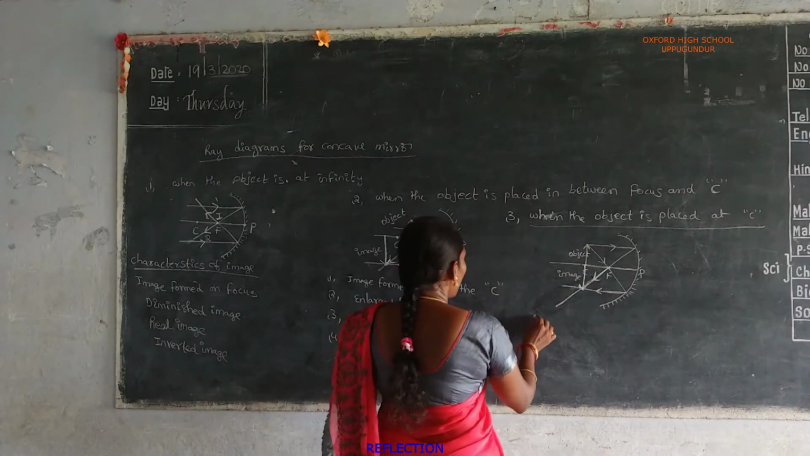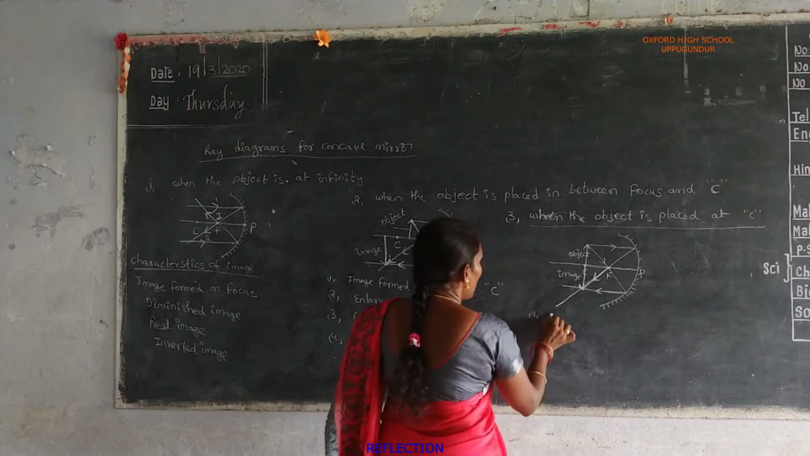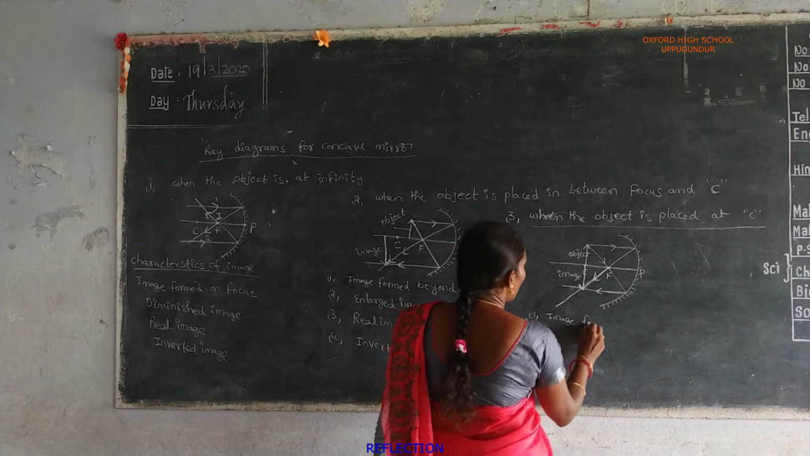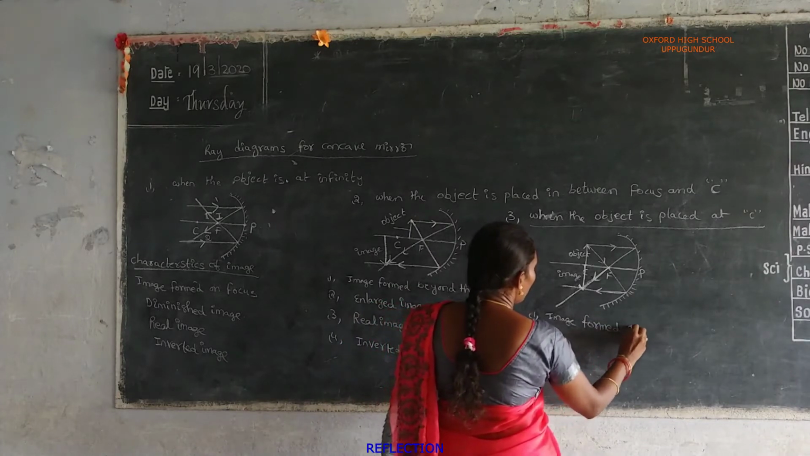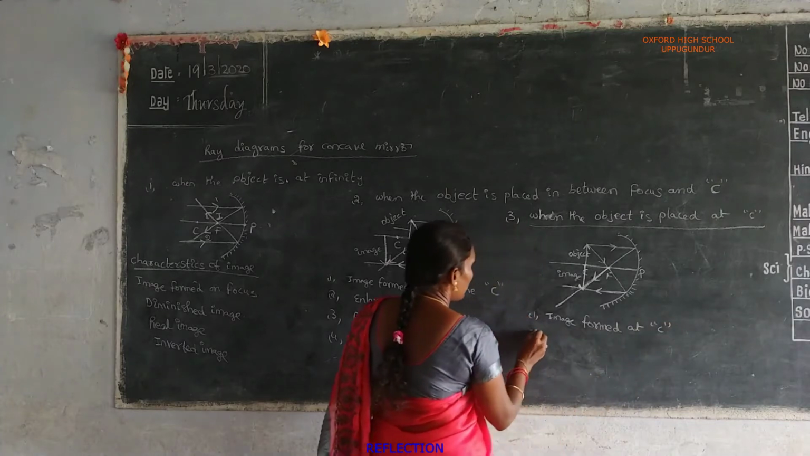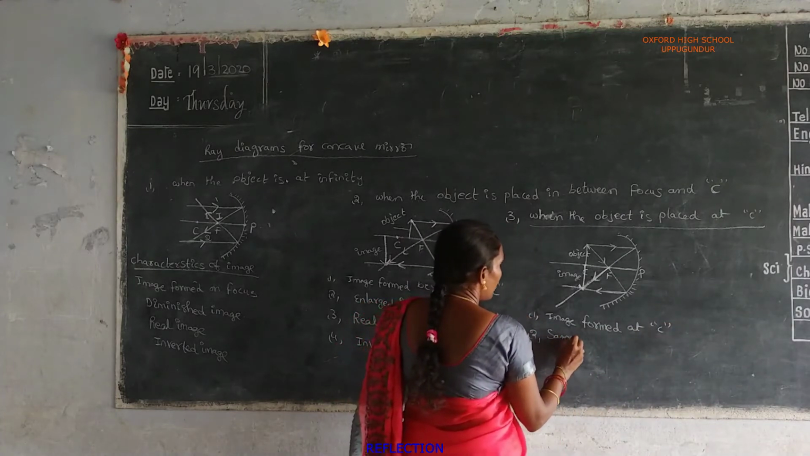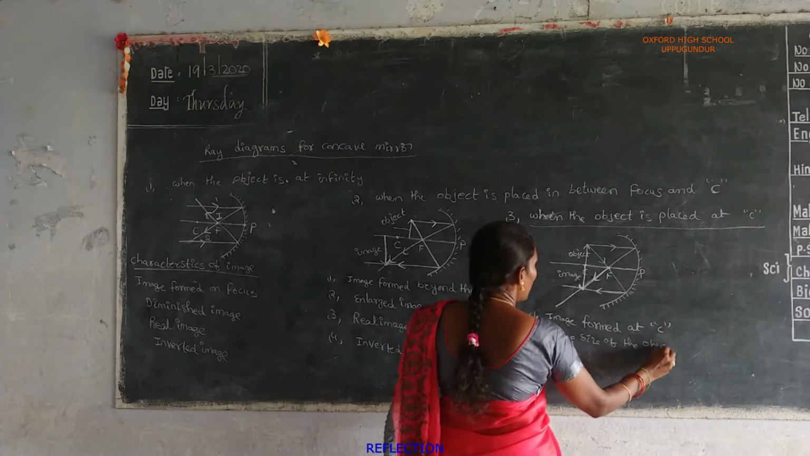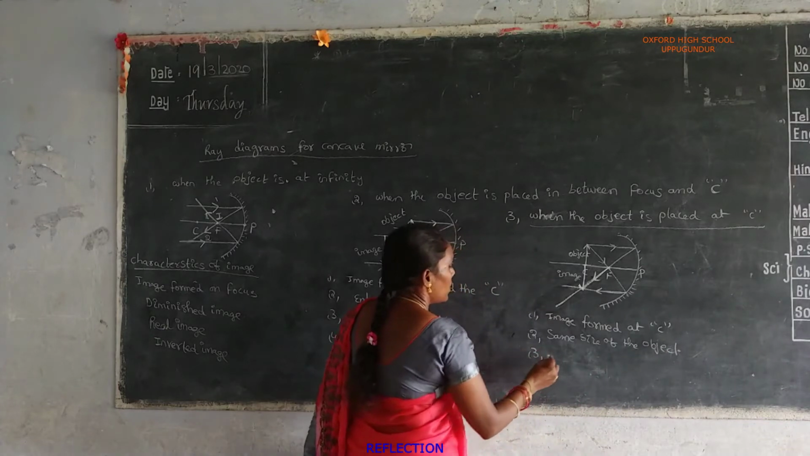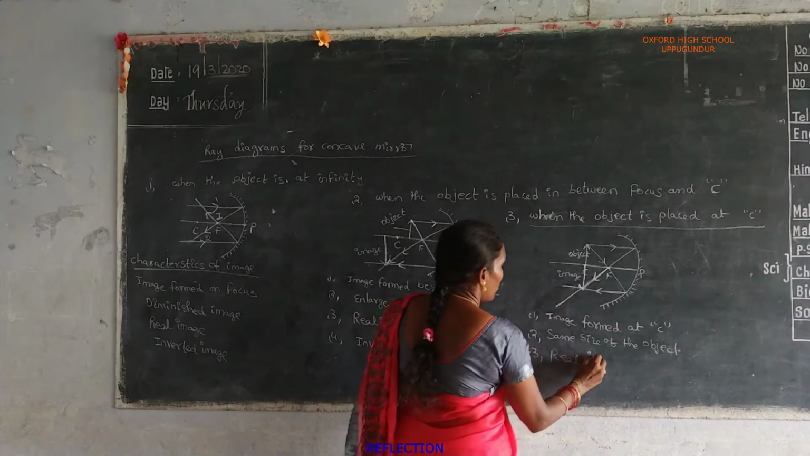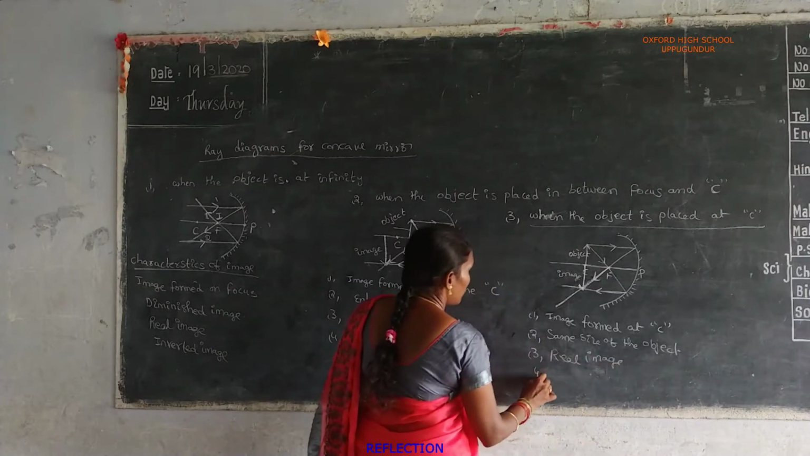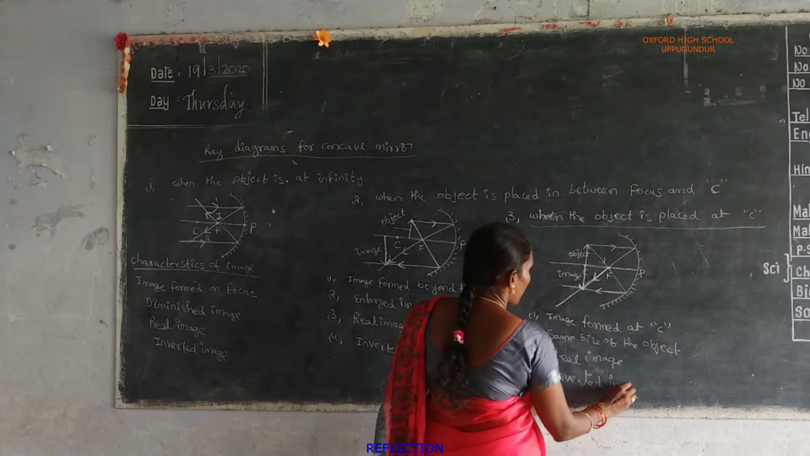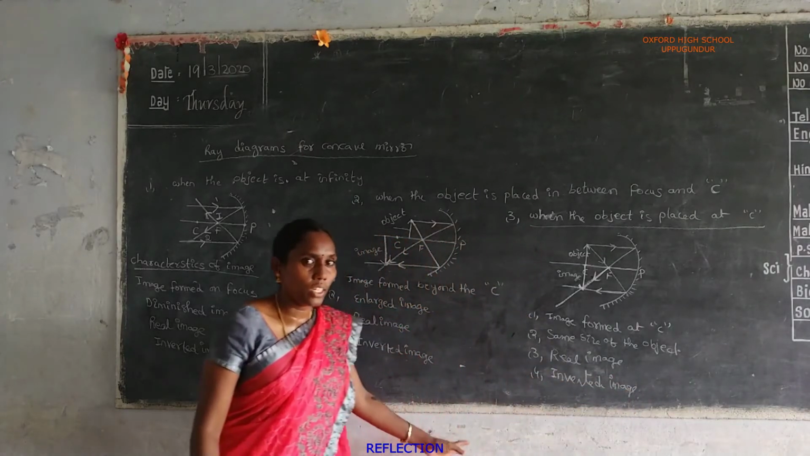Now what are the characteristics of the images? The first one: object is at C, and the image is also formed at C. C means the center of curvature. Next, same size as the object. And next, third one, it is a real image. And next, it is an inverted image.